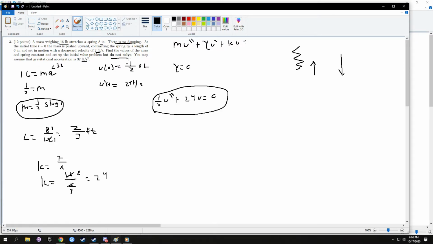It does not want you to solve. Like it says right here, do not solve. Always read the questions, because if you solved this it would get pretty messy, I'm assuming, because it's not going to be nice numbers. He just wants you to see the unit conversion and all that stuff. So that's how you do it.